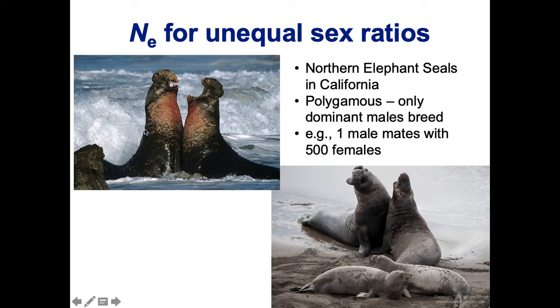And one male can mate with 500 females. So you can see there's a lot of genetic variability potentially among 500 females, but all of those offspring only have genes from one male. So that's a really unequal sex ratio. Usually we're not talking about unequal sex ratios quite that extreme, but this is an example of a real species and how things work with them.